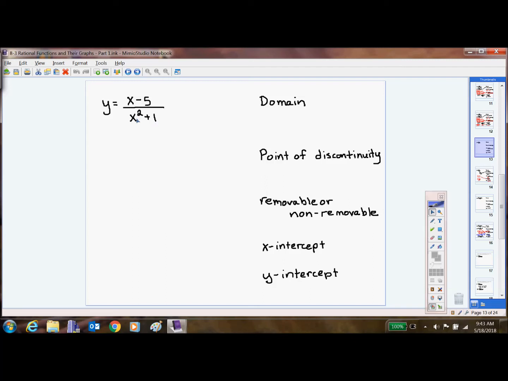Well, greater than 0 will work. How about 0? Corey, if I plug in 0, will that work? Yeah. How about if I plug in a negative number? Yeah, it'll work. So that would mean all real numbers. Good. Everything works in this. So our domain is all real numbers.